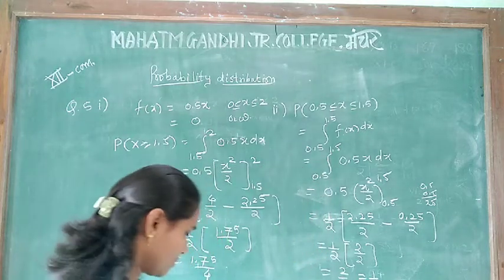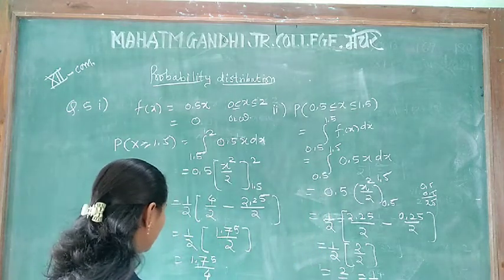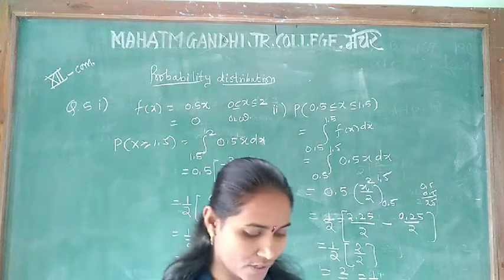Next, see the next question. If we simplify this, then we will get 7 upon 60.